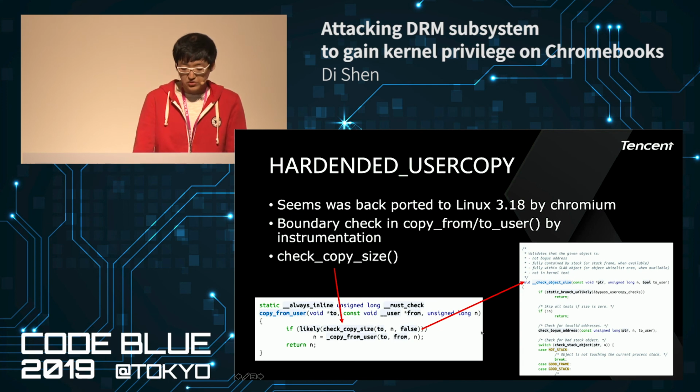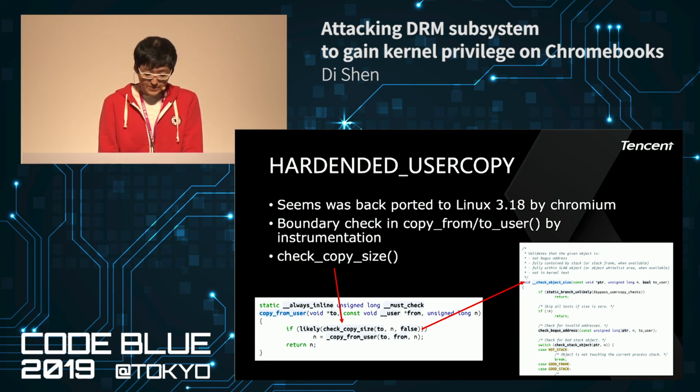So what is hardened usercopy? It's a mitigation contributed by the Linux community, and it was introduced in Linux version 4.4 or 4.5, or maybe later. But since the Google Chrome team has already backported it to Linux 3.18, it's enabled on the Chromebook. It's very annoying, but we need to bypass it.